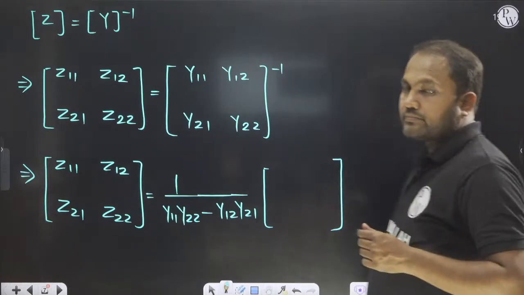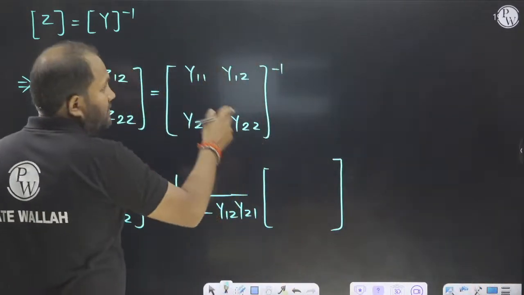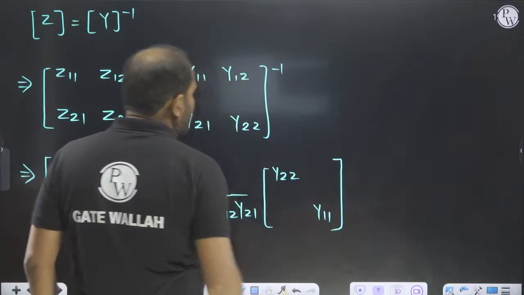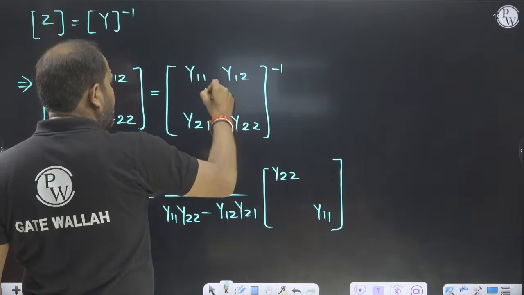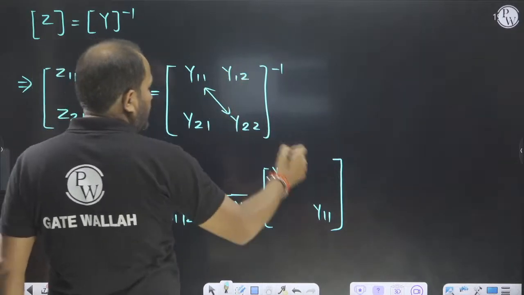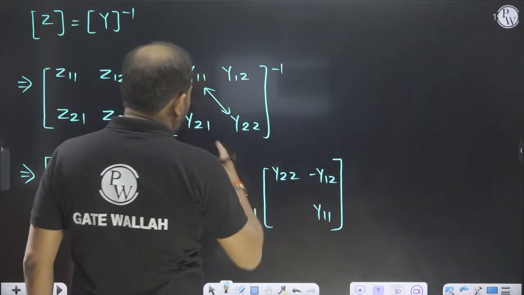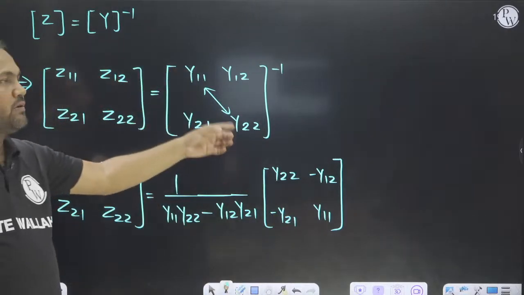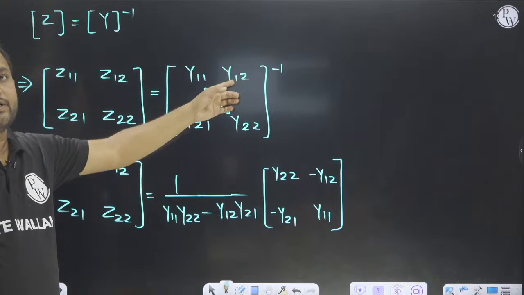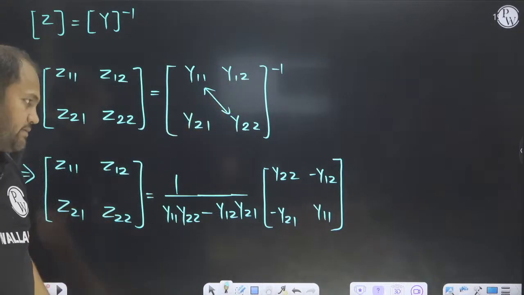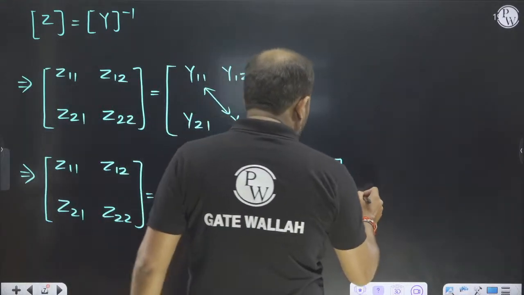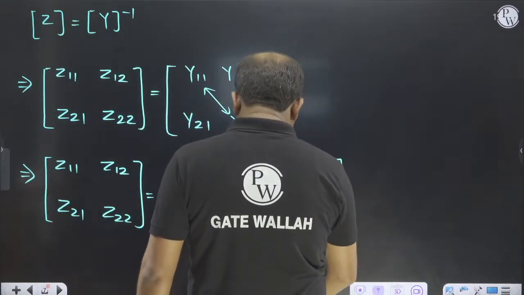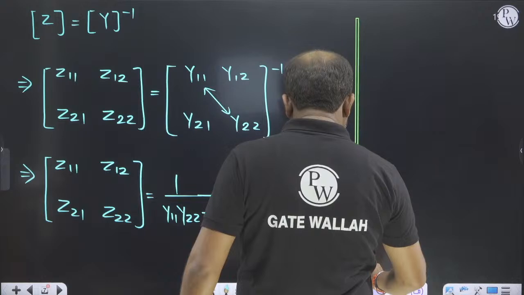Okay, so the inverse of this matrix: just interchange Y22 and Y11, and Y12 and Y21 will take a negative sign. So this one will be interchanged and this one will be negative. So again, what will be the answer? We can find the value of the Z parameter.